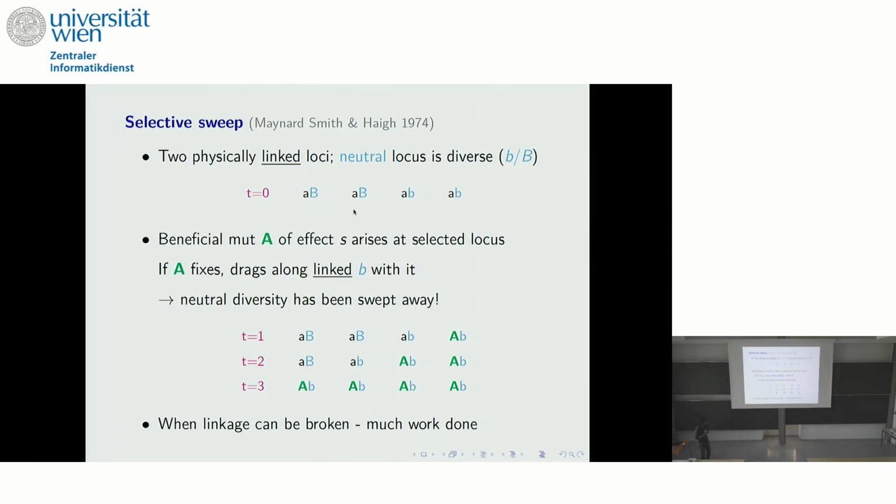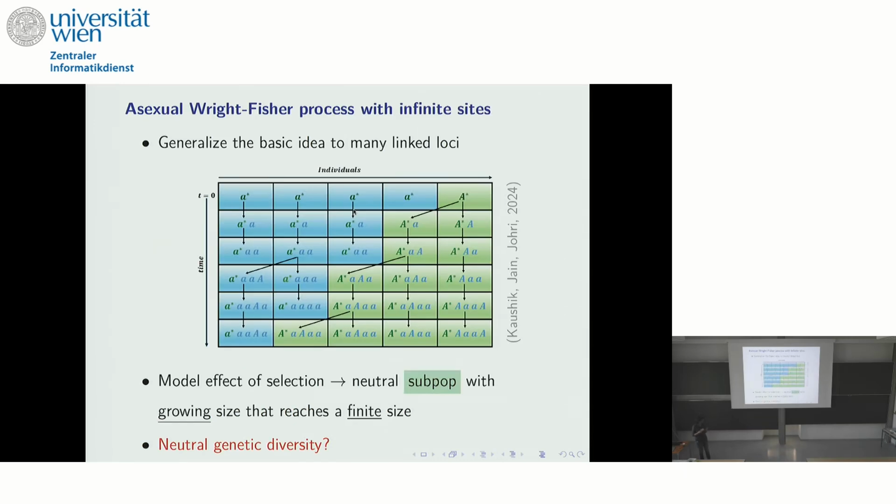But this was assuming these were always linked, whereas recombination occurs, which breaks the linkage. There is a lot of work that has been done on when linkage can be broken. However, relatively less is known when the population is asexual, and that's what I'm interested in. So basically we generalize the basic idea that I told you, but now with not just two loci, but an infinite number of loci.